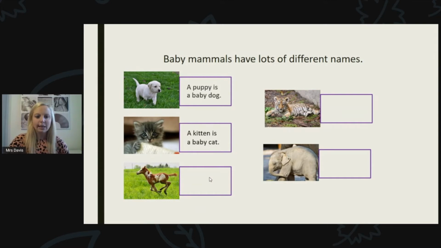Oh, what about this next one? Well, it definitely looks like a horse. Do we know what a baby horse is called? It's called a foal. A baby horse is called a foal. And here we've got a baby tiger is called a cub. And a baby elephant is a calf.